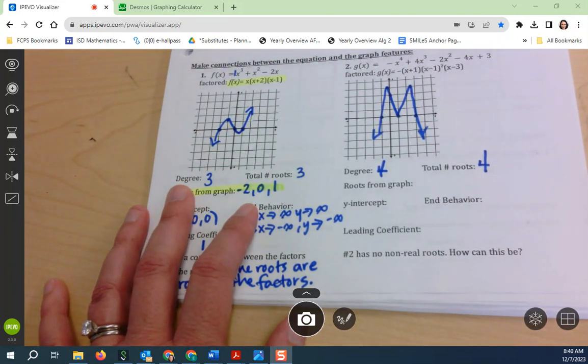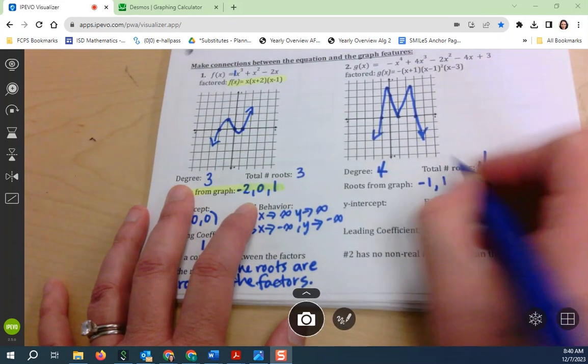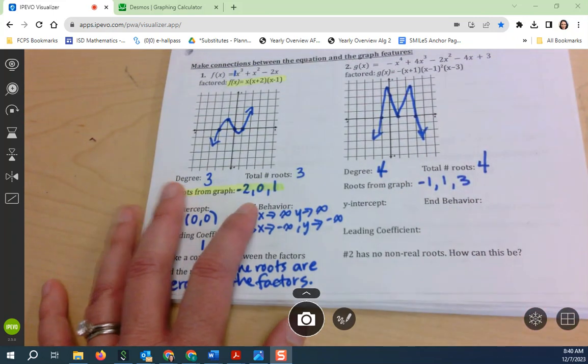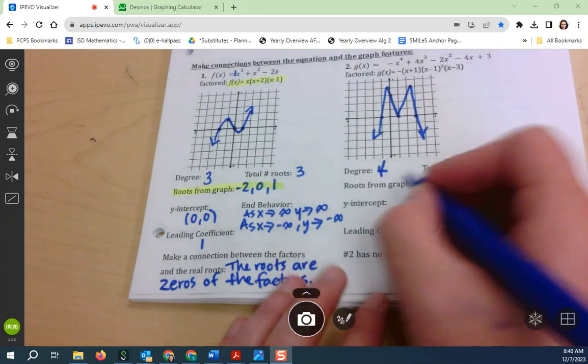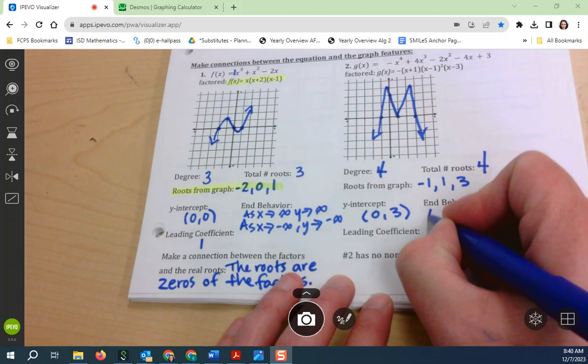Roots from the graph. So we're going to write the numbers where it touches the x-axis. So I see negative 1, positive 1, and what? 3? Okay. The y-intercept, we'll write it as a point. (0, 3), and we'll write the end behavior.